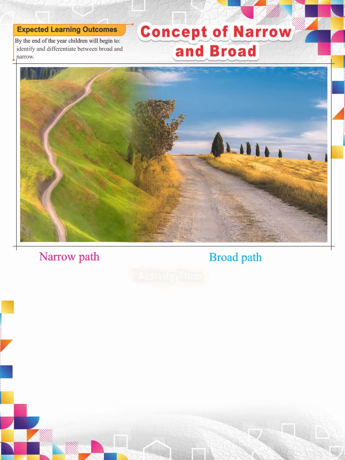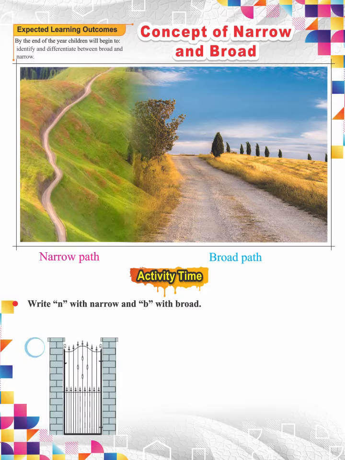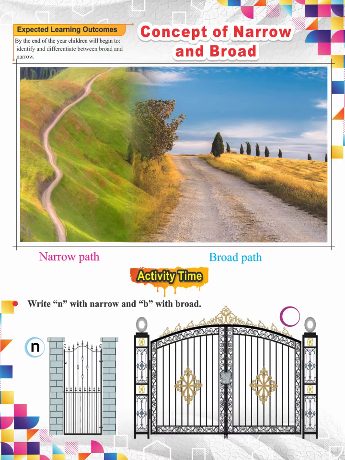Let's have activity time. Write N with narrow and B with broad. As you see, the gate on the left of the page is narrow, hence write N in the circle, while the gate on the right of the page is broad, hence write B in the circle.